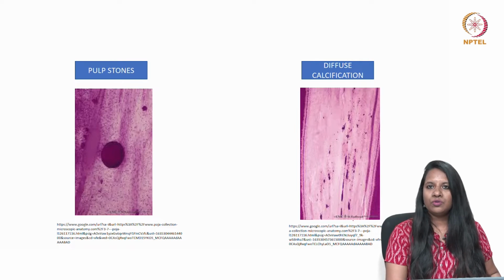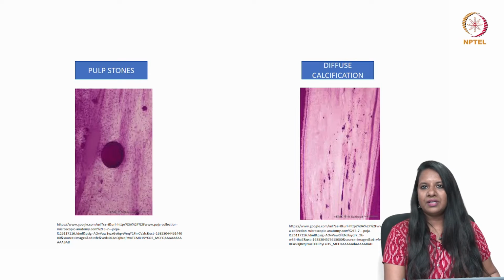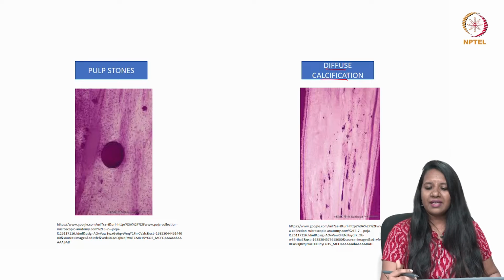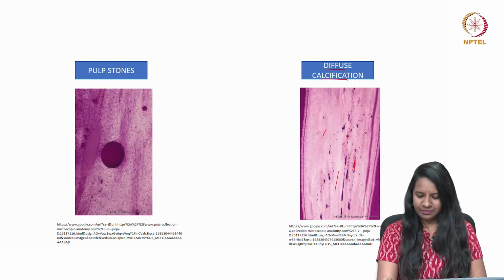It could be either true or false. It is called true when it mimics the dentin, that is, it should have dentinal tubules. Otherwise, just concentric layers of calcification is called as false denticles, and when it is free in the pulp chamber, it is called free, and when it is attached to the dentin, it is known as attached denticles. Then coming to diffuse calcification, where there will be calcifications present diffusely throughout the pulp chamber.